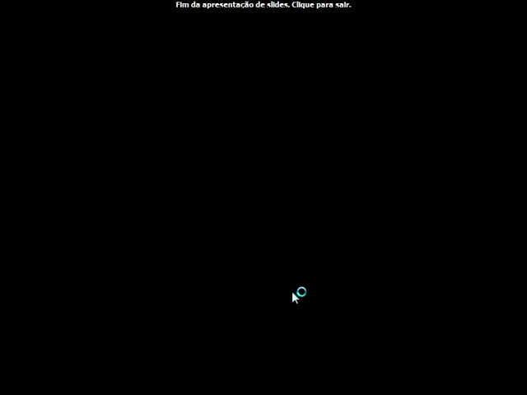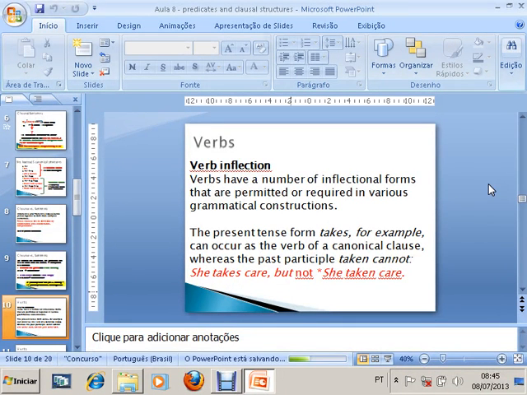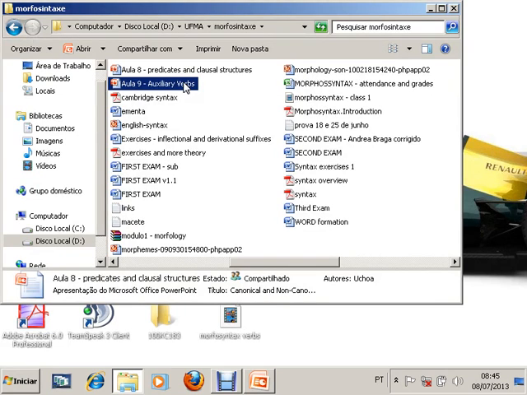Okay. So these are the lexical verbs. Now we've got to talk about the auxiliary verbs.